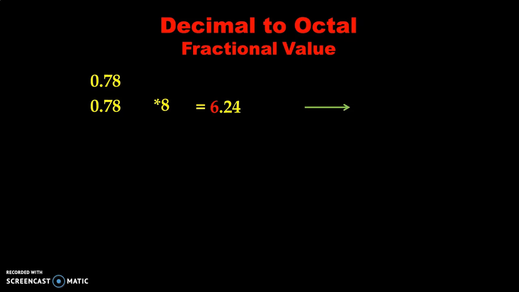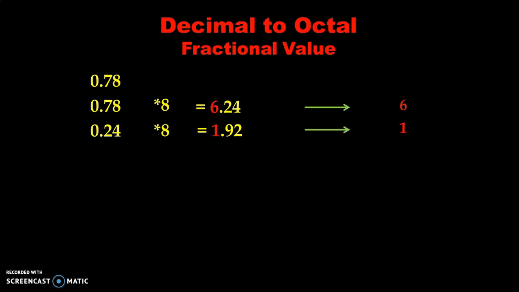So we have to separate the integer value and the fractional value. The integer value we are taking aside, and the fractional value we are taking back for the repeated multiplication by 8. So 6 we have taken aside as the integer value. 0.24 we have taken back for repeated multiplication with 8, and we get the product, and that is 1.92.